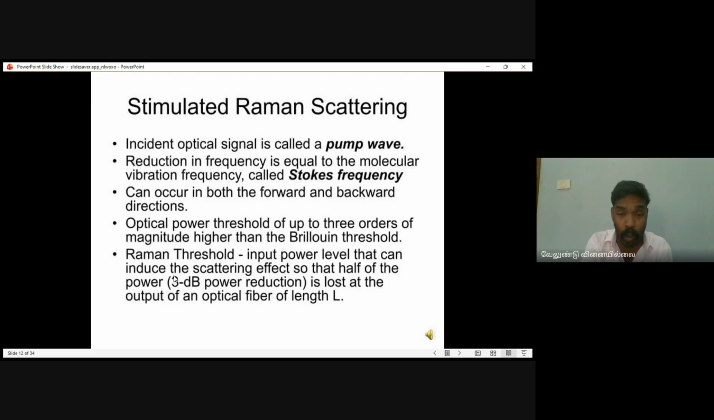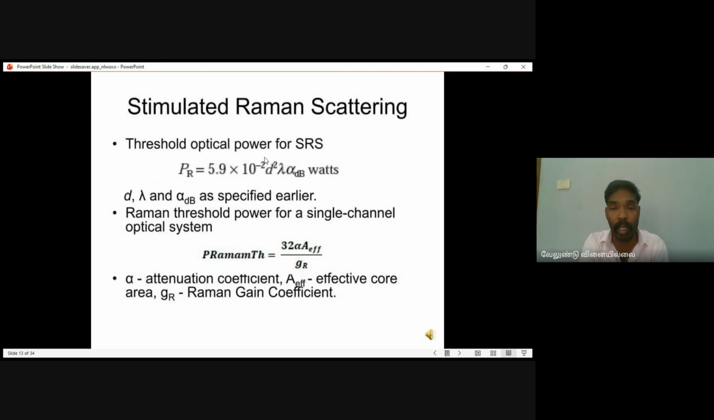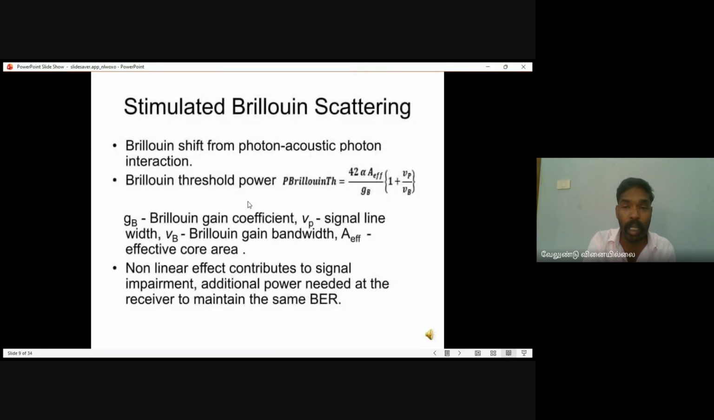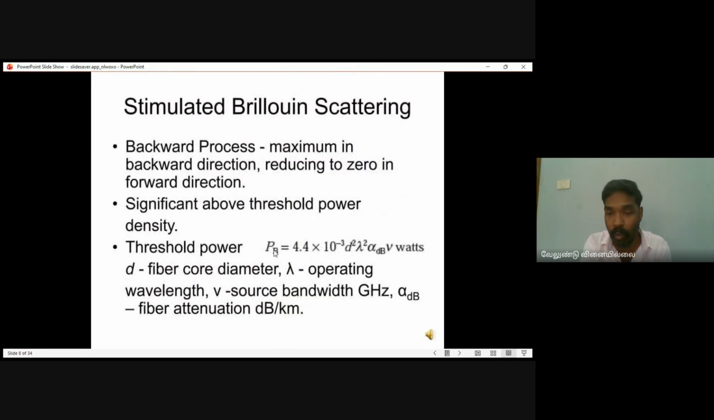So the Raman threshold is the input power level that can be induced by scattering half of the power. Half of the power is minus 3 dB. This is the stimulated Raman scattering. The Raman scattering threshold is, you can see, PR equals 5.9 x 10^-2 d squared lambda alpha dB. And PB is 4.5 x 10^-3 d squared lambda squared alpha dB.